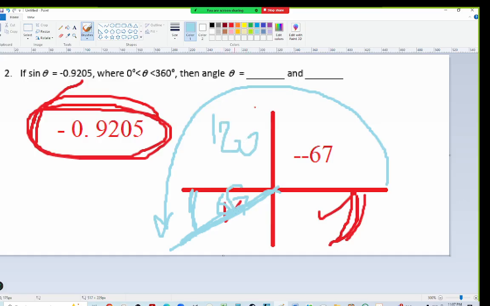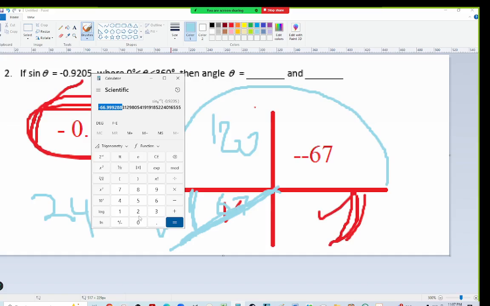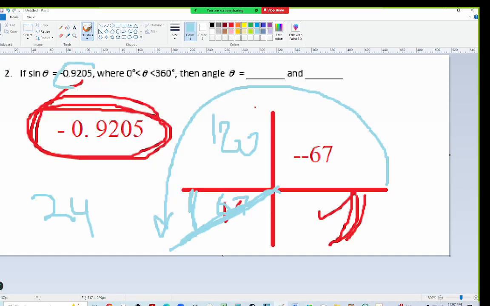247. You got it. And if I wasn't sure, I would just take 247 in my calculator and hit sine, and it'll spit out this number up here. Boom, I know I got it. It's like instant. And if I did the other one we did, 293, it would also give it to me. Great.